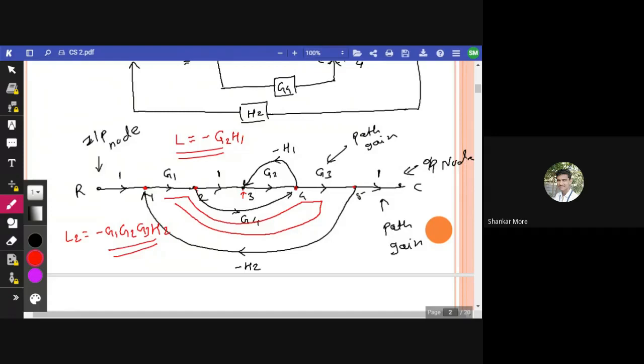So first thing first, what we have to find out? We have to find out how many number of loops are there in the signal flow graph. This is very important. Even if you miss one loop, your answer is going to be wrong. Okay, so yeah, this is done. Now the thing we have to learn is forward path. What is forward path? The path which starts at R and which ends at C without repeating a node.